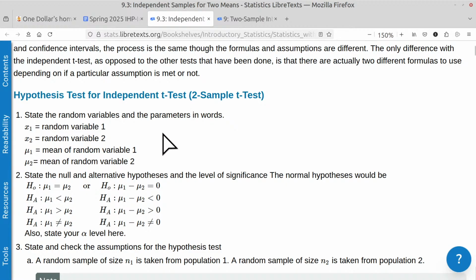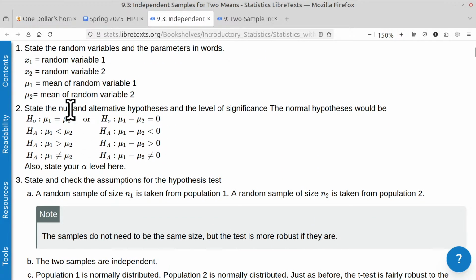Okay, first, state the random variables and the parameters in words. X1, random variable 1. X2, random variable number 2. Mu1, the mean, or we call it the average, of random variable 1. And mu2, the mean of random variable number 2. Then set the null hypothesis and alternative hypothesis, and the level of significance. The null hypothesis is the first one: they are equal.